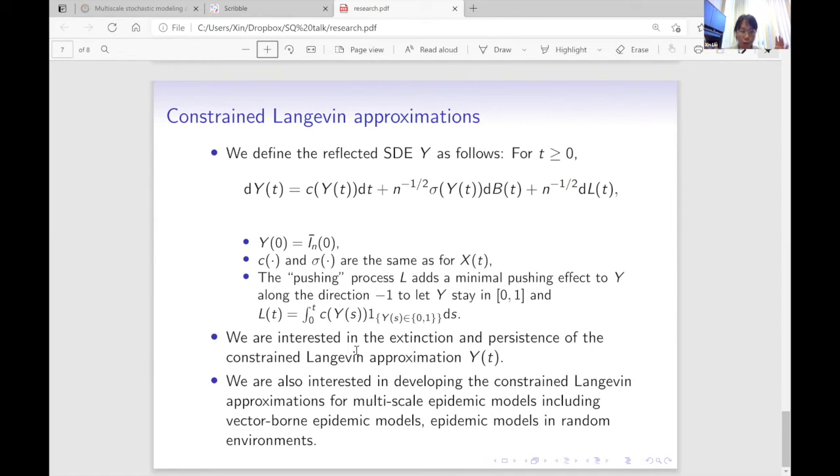Now, using this constrained Langevin approximation, we're going to have a lot of new questions, for example, extinction and persistence. Amarjit, you mentioned the quasi-stationary distribution. Even for this simple one-dimensional process, can we prove that there exists a unique quasi-stationary distribution? We may also ask other questions like what Amarjit did in their paper. For example, as n goes to infinity, would you have interchange of limits? You let n go to infinity, you reach this reflected SDE process. If you let t go to infinity, given this process will not reach 0, you reach the quasi-stationary distribution. But do you have the interchange?